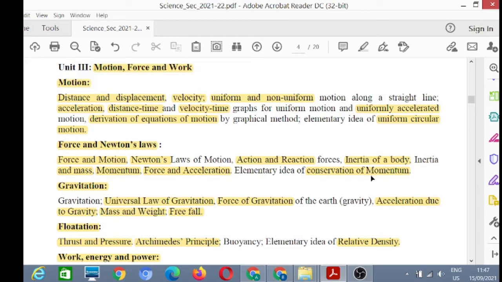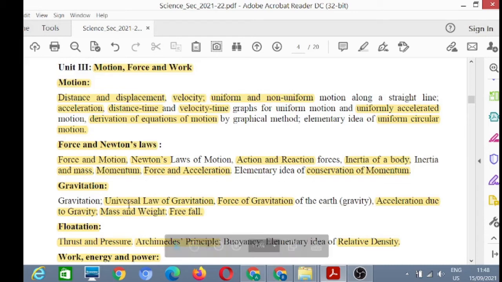So inertia of a body, I is equal to mk square. So it depends on m, mass. So the relationship between inertia and mass. Then momentum is equal to mass into velocity. So momentum depends on mass and velocity. Force depends on mass and acceleration. Then elementary idea of conservation of momentum. Conservation of momentum means momentum remains constant.